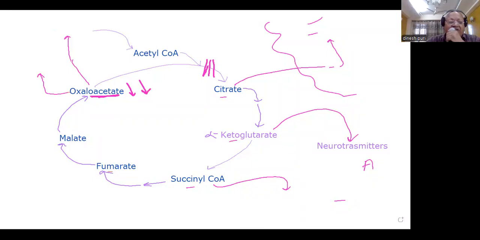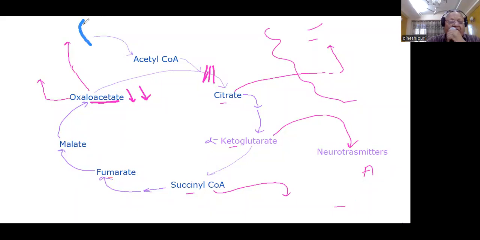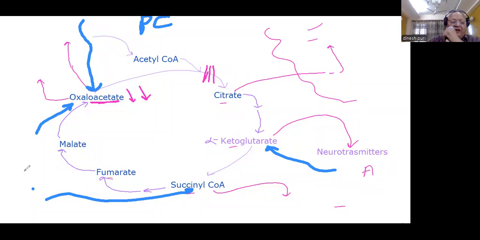So therefore, it is necessary that the TCA intermediates should be regularly replenished. And how is that done? For example, pyruvate, we had written here, pyruvate can be converted to oxaloacetate with the help of an enzyme called pyruvate carboxylase. Oxaloacetate by transamination reaction can be generated from aspartate. Alpha ketoglutarate, again by transamination reaction, can be generated from glutamate. And likewise, succinyl coenzyme A can be generated from an amino acid called methionine. Fumarate can be generated from phenylalanine degradation.